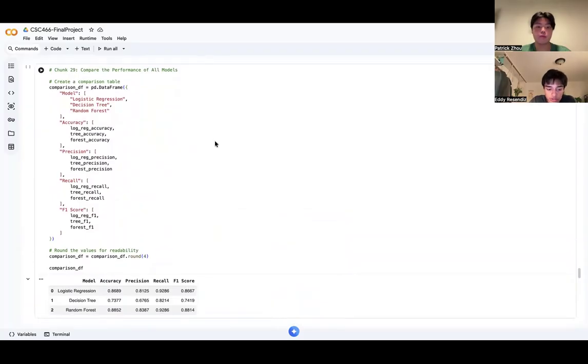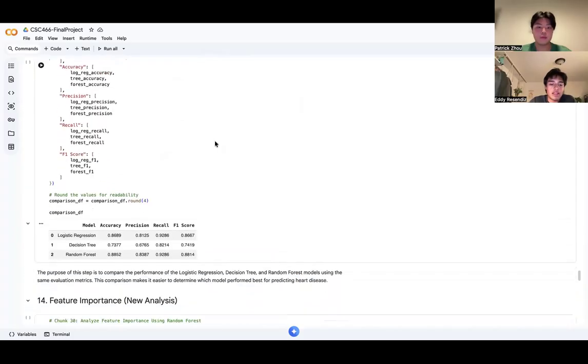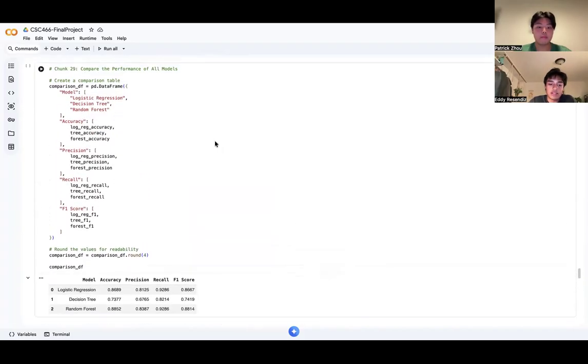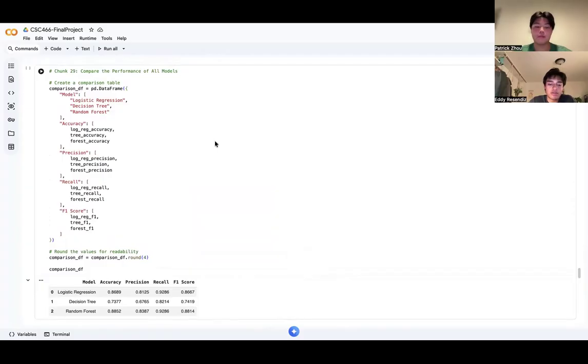And what this chunk of code is doing is that it collects the evaluation metrics from all three models, creates a table that displays each model's accuracy, precision, recall, and F1 score, and it rounds the values to 4 decimal places for a much cleaner presentation. The reason this is so important is because instead of looking at three separate outputs, this table lets you compare the models side by side. It helps us answer questions such as which model achieved the highest accuracy and which model had the best recall.